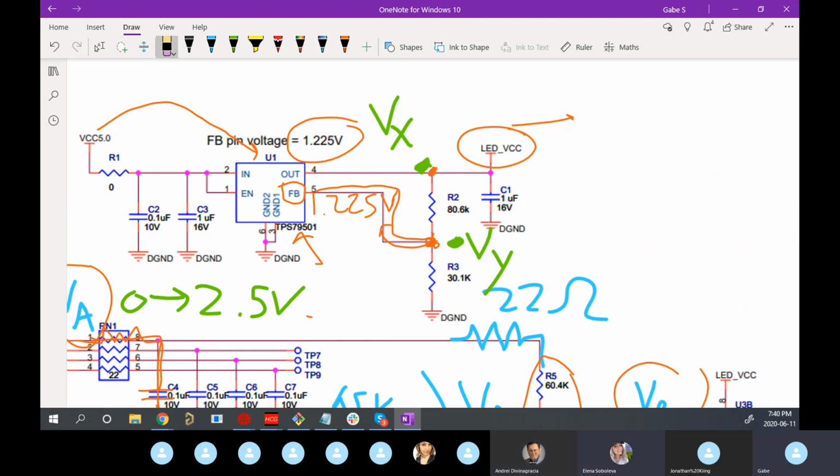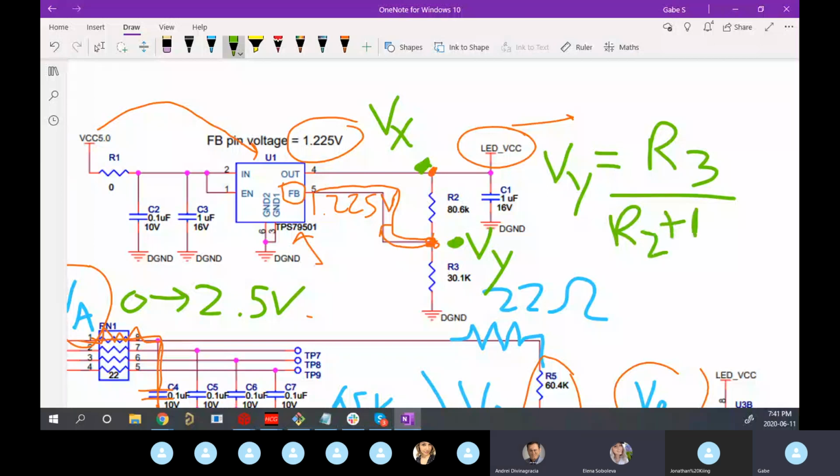Would we just use that same formula we used, I think, for the first question? Yeah. What does that look like? Vy equals R3 over R2 plus R3 times Vx. Yeah, that's right. Perfect. Good job. That's exactly right.